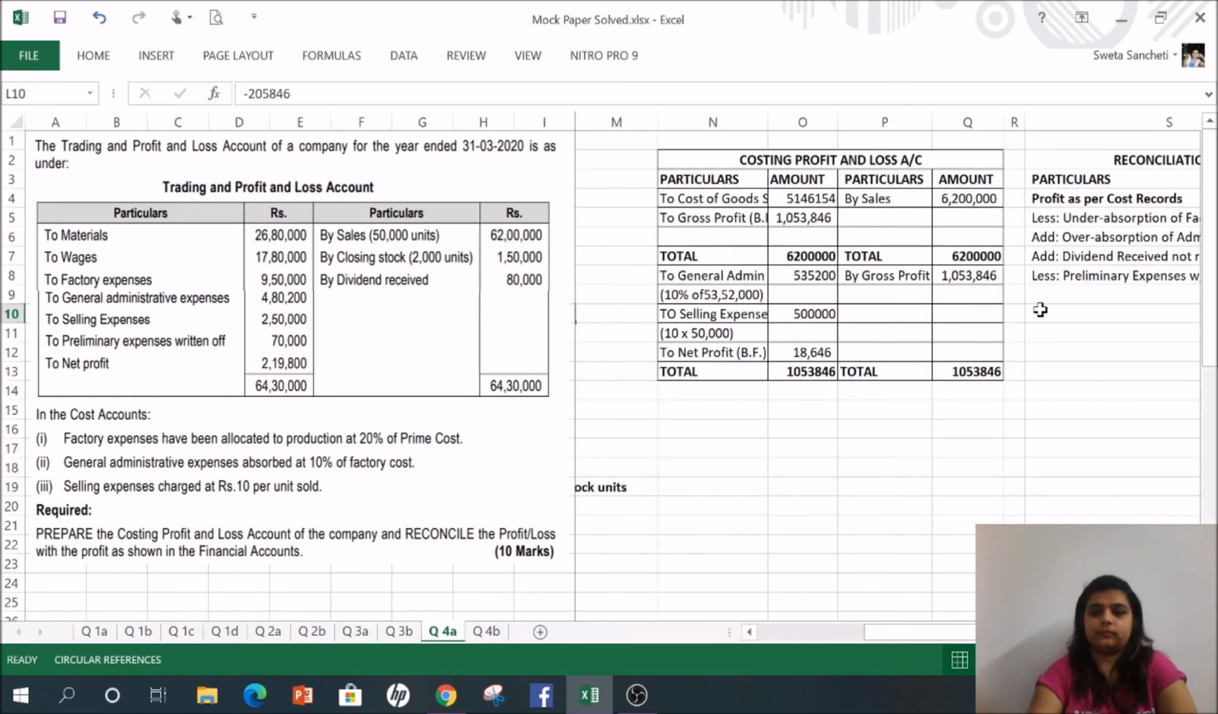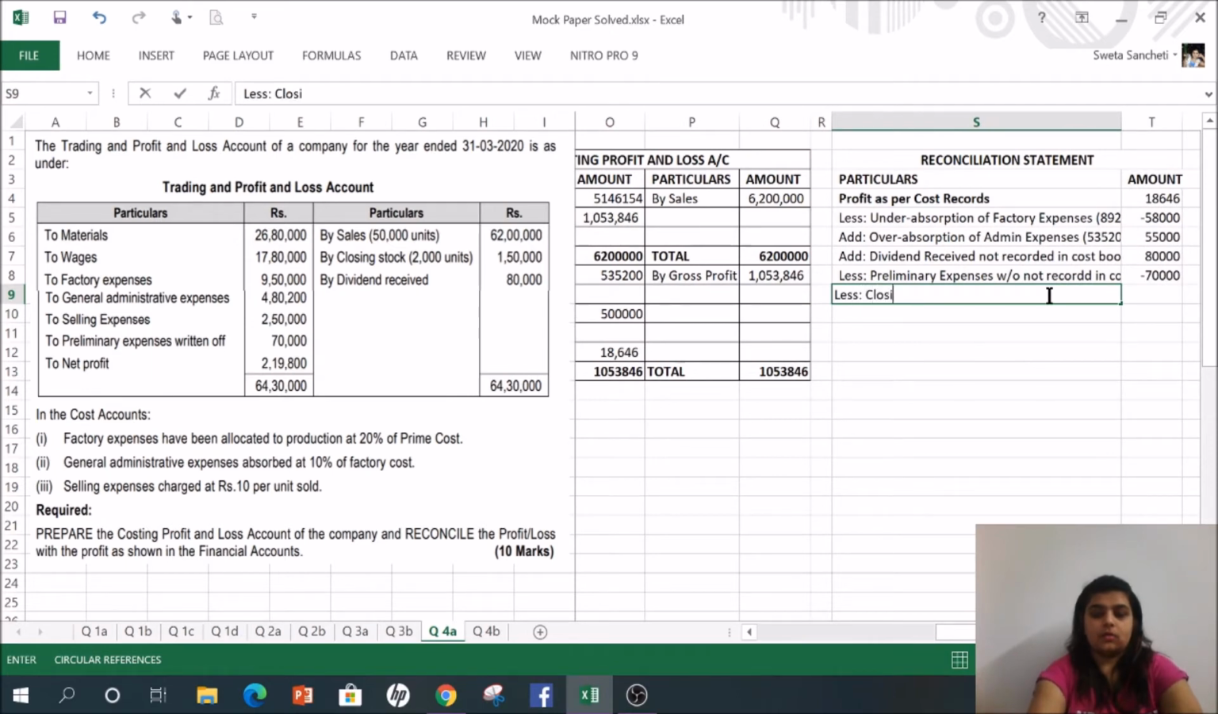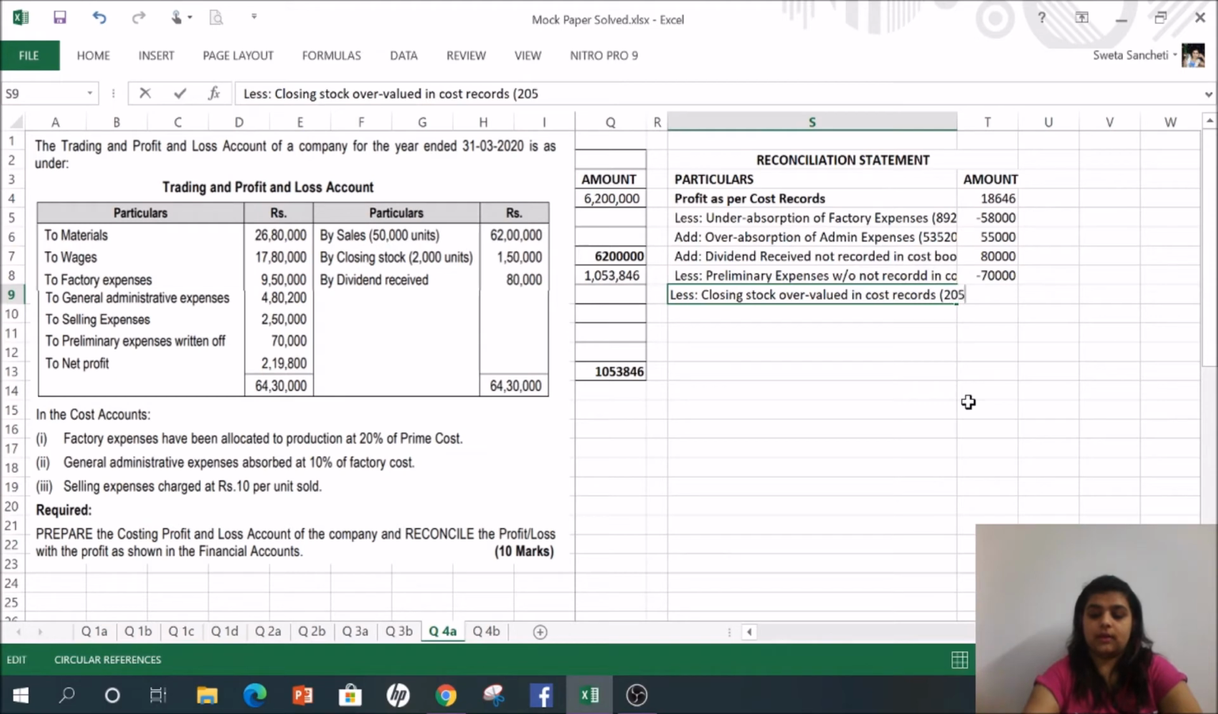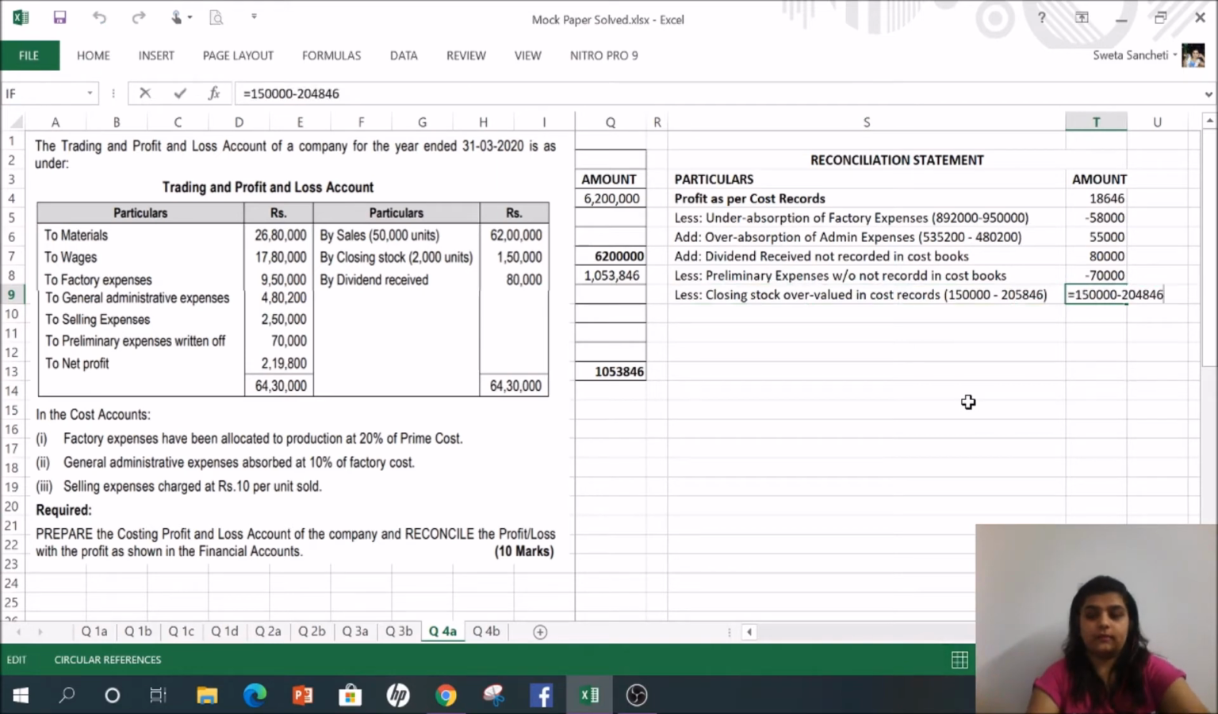So less: closing stock overvalued in cost records. The value that is here is 2,05,846, and here it is 1,50,000. So 1,50,000 minus 2,05,846. So everything is done.